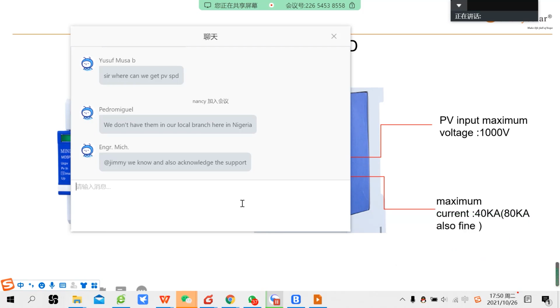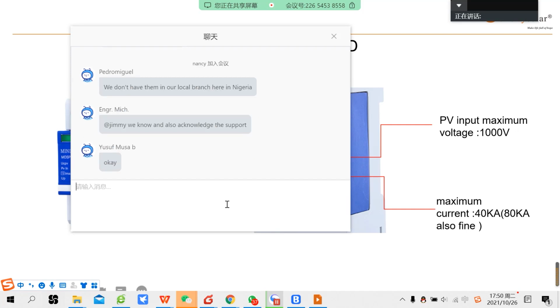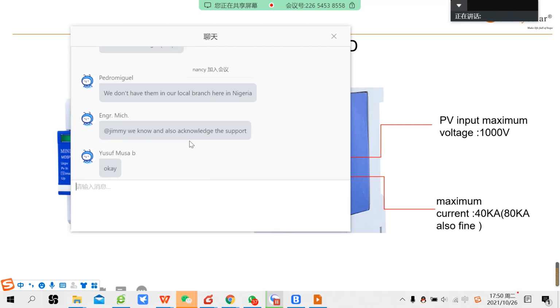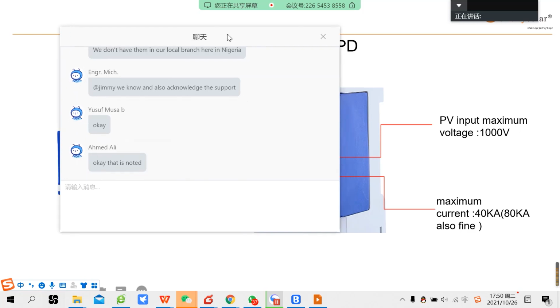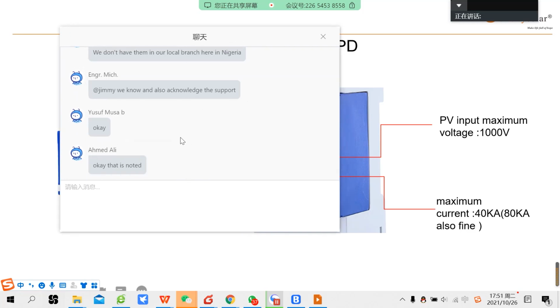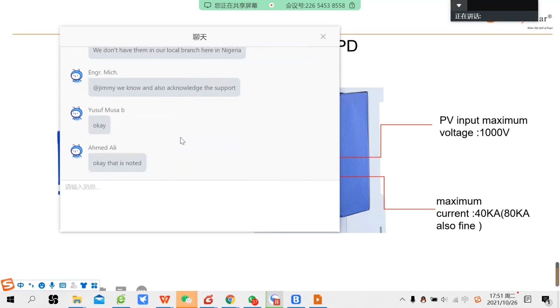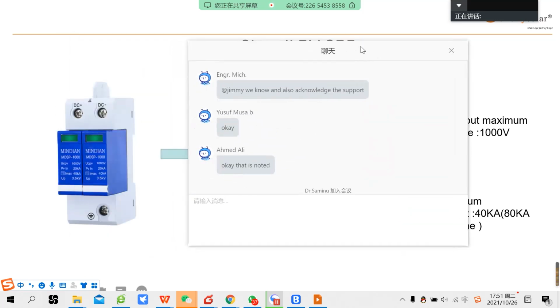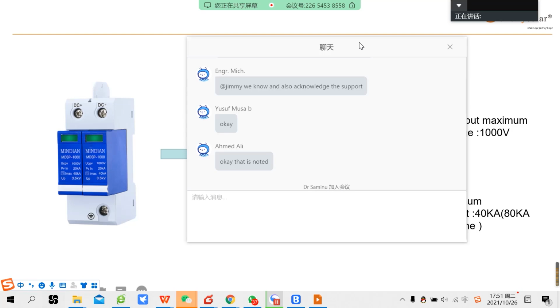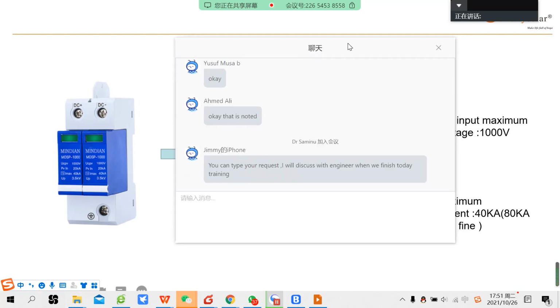Okay. So if anyone wants to get the SPD or install this one, you can try to search on the net or market or ask our sales. Okay.